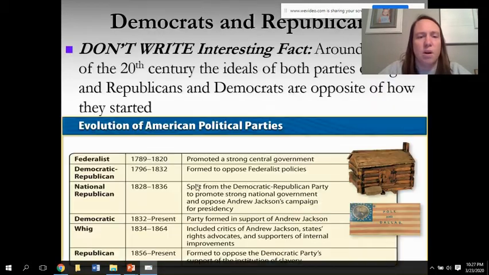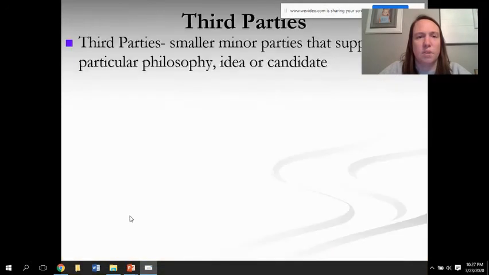There are some other political parties that have gone on through our history in this chart right here. Probably heard of them before. And then there's something called third parties. So we have two main parties. Another party can enter.